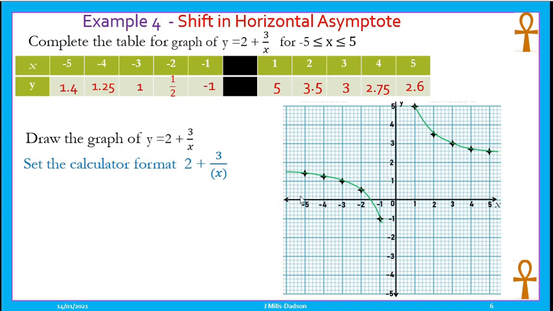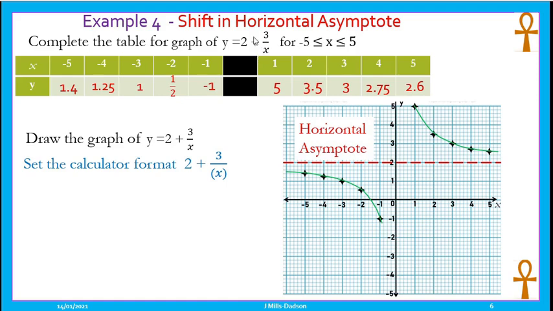But what has happened to the x-axis? If you carry on, this graph will be getting flatter at this end, which means it's getting closer to y equals 2. That one too will be getting closer to y equals 2. So there is a shift in the horizontal asymptote from y equals 0 to y equals 2.